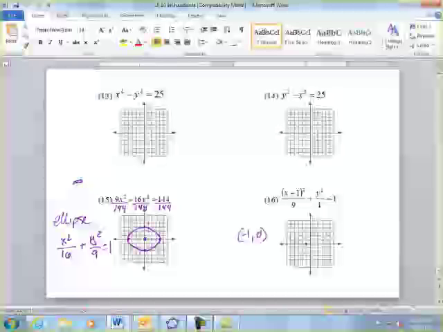Under the x is a 9. Square root it is 3. And x tells us about sideways movement. We go sideways 3. Under the y is a 1. Square root it is 1. And y tells us about vertical movement. Questions?